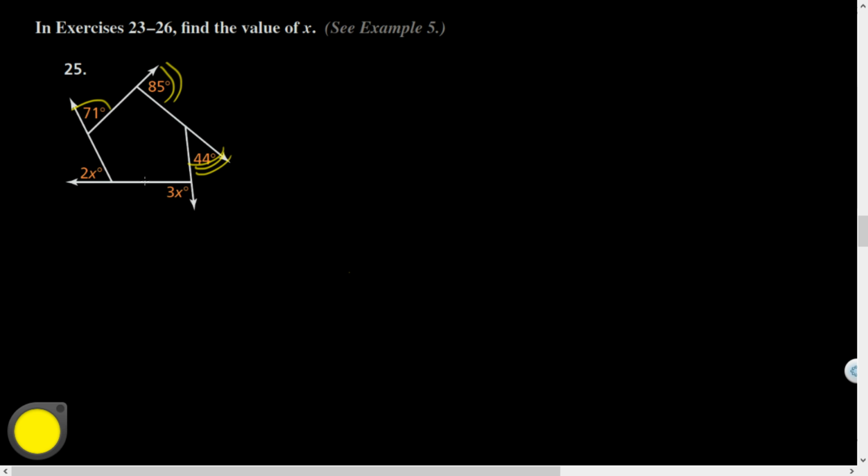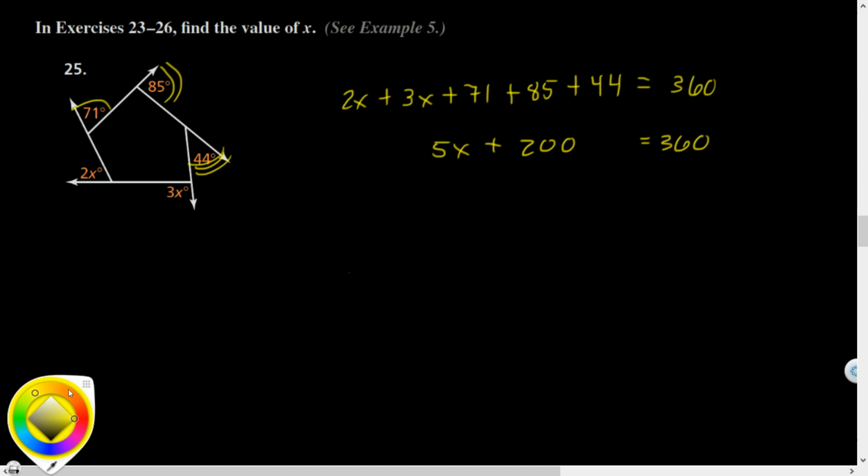If I add up all of those, no matter the number of sides, I will have 360 degrees. So all I have to do here is 2x plus 3x plus 71 plus 85 plus 44. I don't have to do math for different numbers of sides. Combining like terms, 5x plus 200 equals 360. Subtract 200 from both sides.